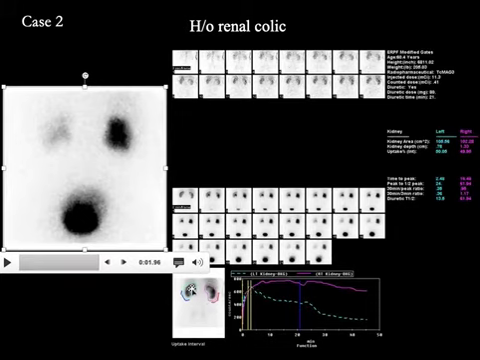So the time activity curve, which is blue here for the left kidney, goes up and promptly goes down. This is normal. The time activity curve for the right kidney goes up and continues to stay up. Remember, to make sure that the time activity curve or the region of interest here includes the entire kidney, including this area of stasis.